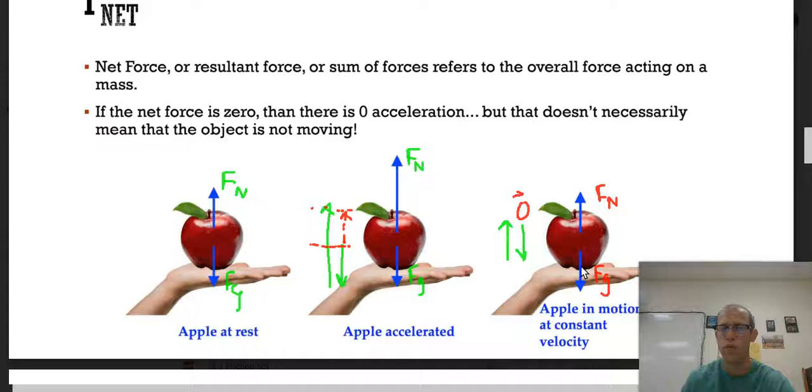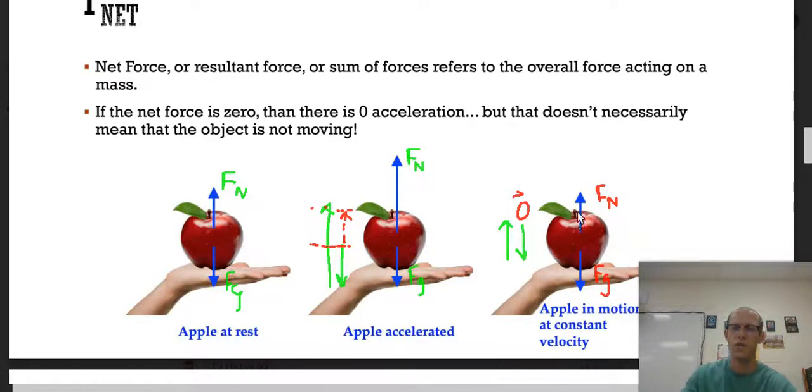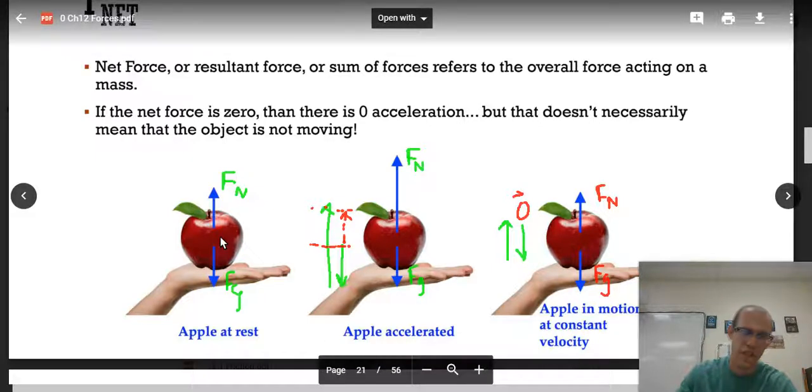Actually, I think when I was drawing this, I said that the apple stopped, but the apple is still in motion. However, the normal force and gravitational force are now balanced. So that apple is still moving up, but it's at a constant velocity. So dynamic equilibrium, static equilibrium.